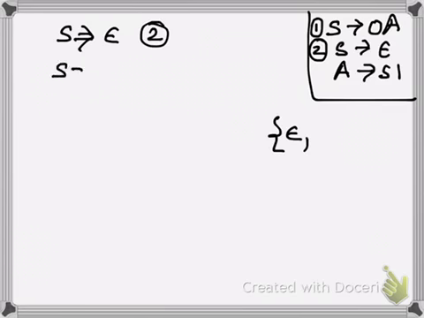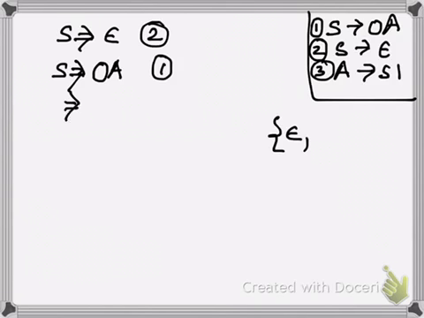Now let me say that instead of following production number 2, I pick production number 1. In that case, S derives 0A. I'm just numbering the productions 1, 2, 3, so here I'm using 1. Now I got 0A. This is not a string of terminals, so I have to continue.